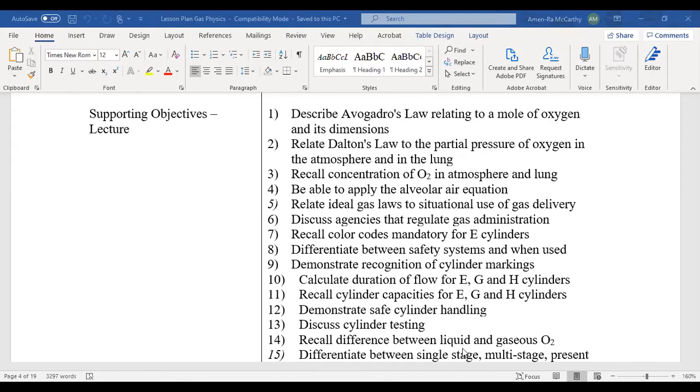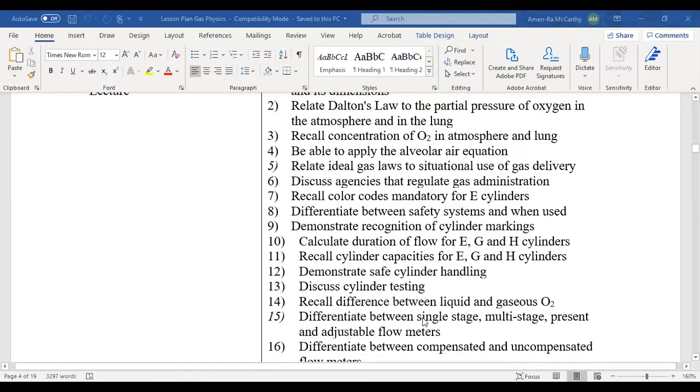Recall the difference between liquid and gaseous oxygen. Oxygen comes as a liquid or as a gas. It starts off as a liquid, turns into a gas. You'll understand why and how that happens. Differentiate between single stage, multi-stage, preset and adjustable flow meters. Flow meters.